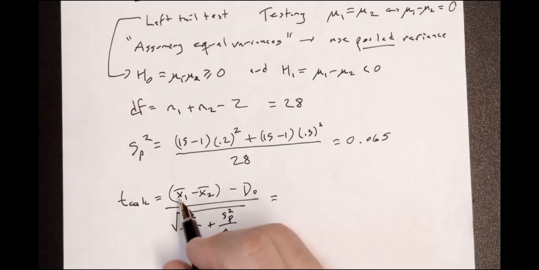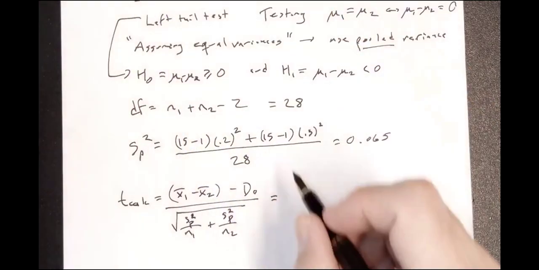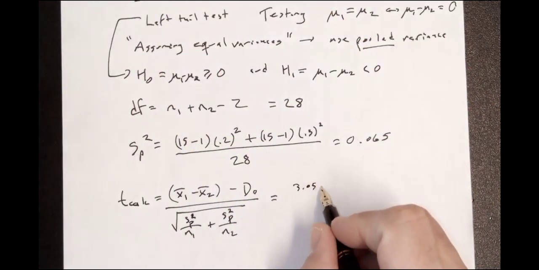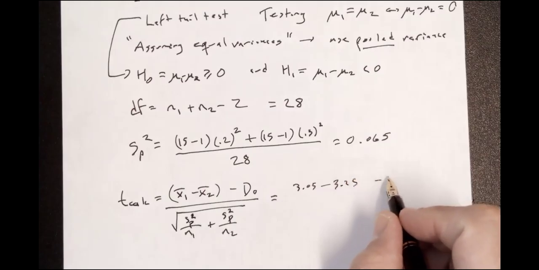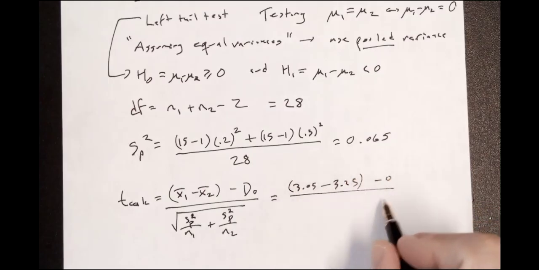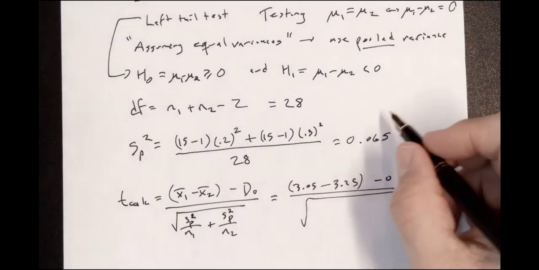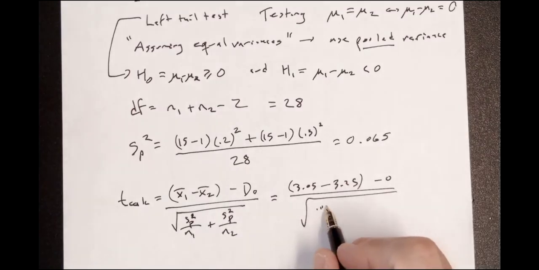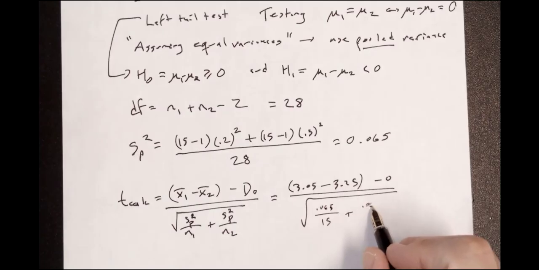But numerically, I have all these numbers up here. 3.05 minus 3.25 minus 0, over, we just came up with SP, 0.065 over 15 plus 0.065 over 15 again. Again, I need a number.